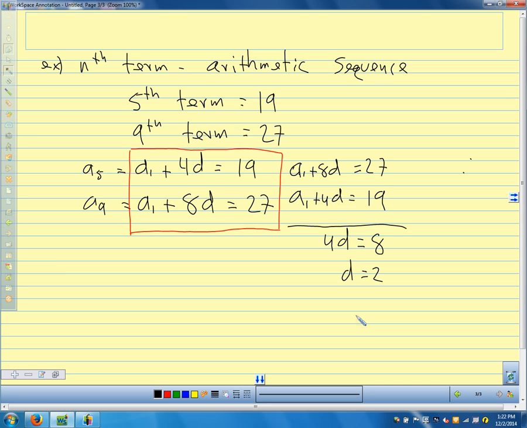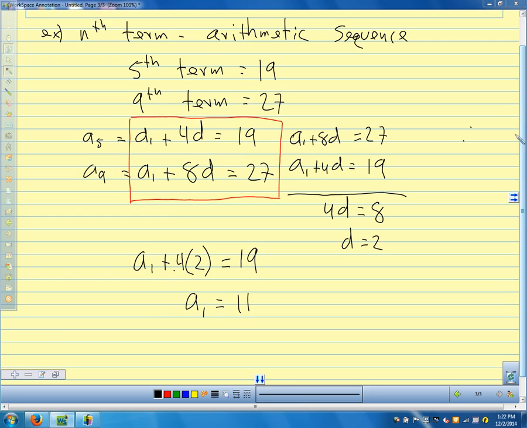Now I have d equals 2. How do I find a sub 1? What do I do? Put d into one of the equations. I have two equations I can plug d into here. So I have a sub 1 plus 4 times 2 equals 19. So 2 times 4 is 8. Subtract that from 19. I get a sub 1 equals 11.